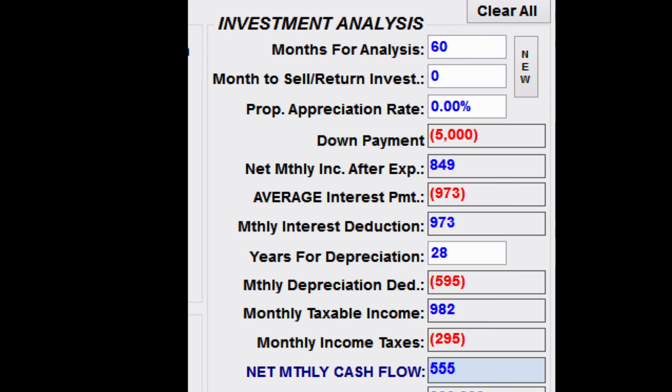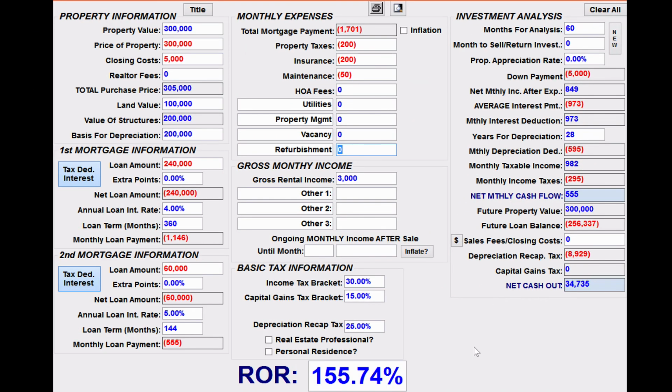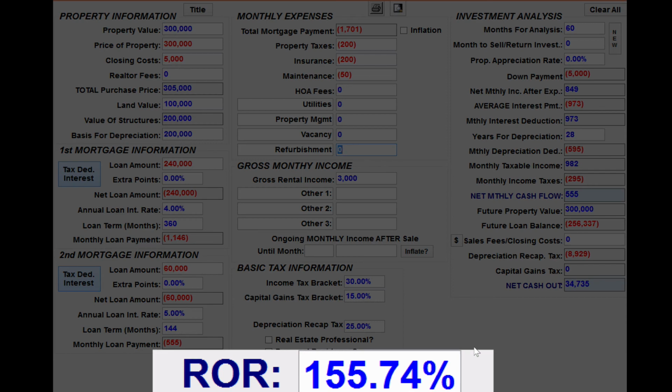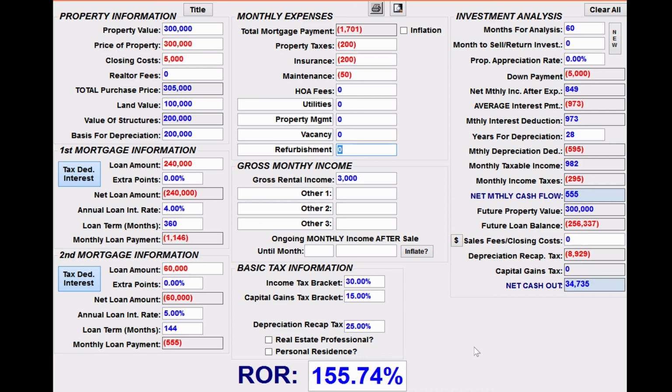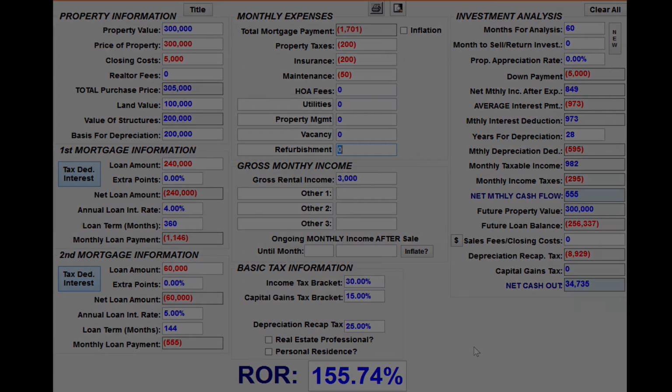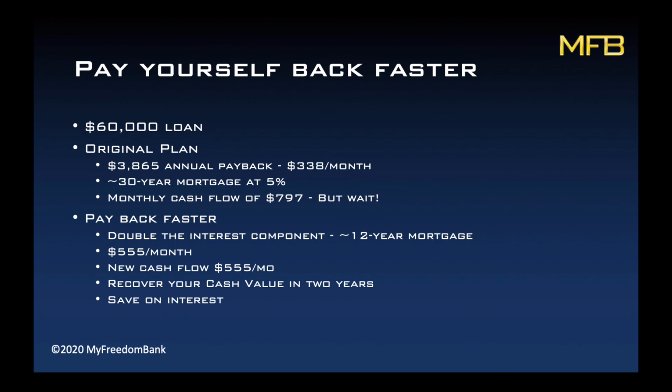So what does that mean? Well, it does mean that we are reducing our rate of return a little bit, but okay, what does that mean? Probably not a whole lot here. But if we pay ourselves back faster, that is, we're doubling the interest component, and it's just an arbitrary thing to kind of simulate paying ourselves back at 10%. Our new cash flow is less, but we're going to recover all of our cash value in 2 years. Remember it was 3 before? And if you hold this thing till it's completely paid off, it'll be paid off in about 9 years, given this particular insurance company's projections.